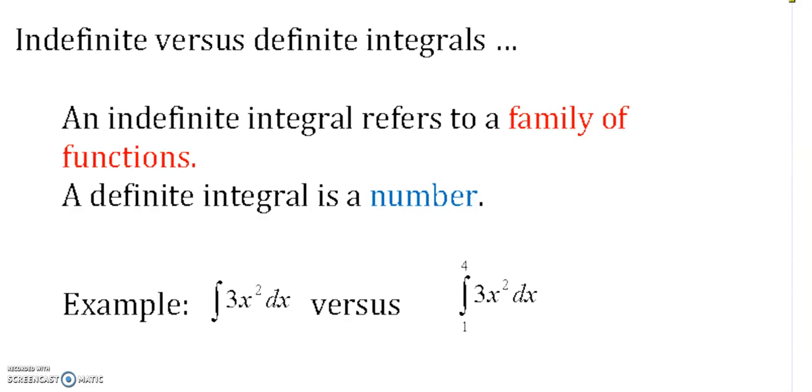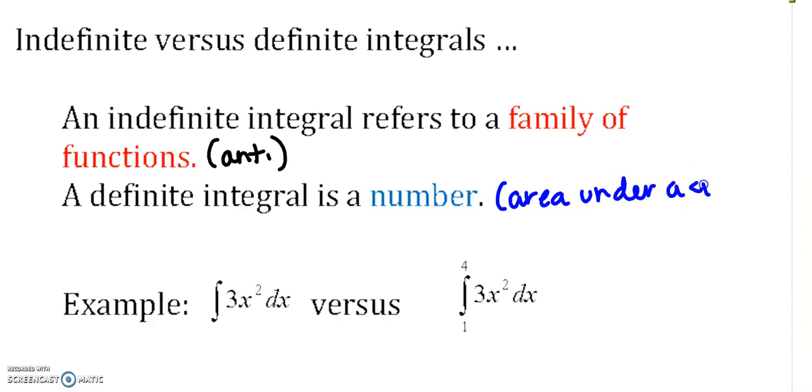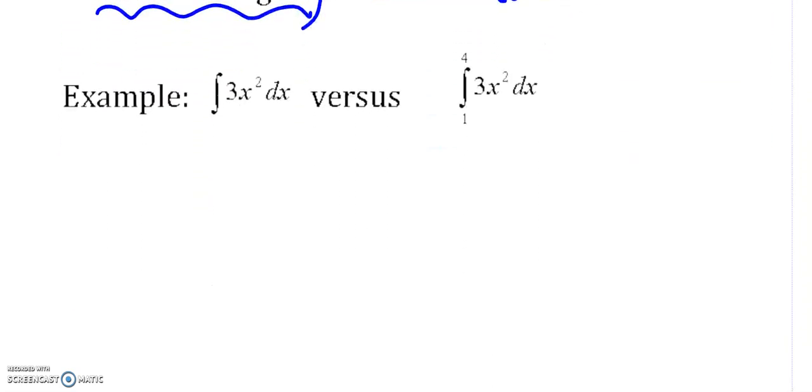All right, so indefinite versus definite integrals. As I mentioned in the last one, an indefinite integral refers to a family of functions, antiderivative. A definite integral is a number. It's the area under a curve. Remember, it's the signed area, so we get positives depending on which way you're traveling, or negatives depending on which way you're traveling and collecting that area. Now, our connection between these two is as a shortcut to find the definite integral, we can use the antiderivative, which we'll talk about with this example.